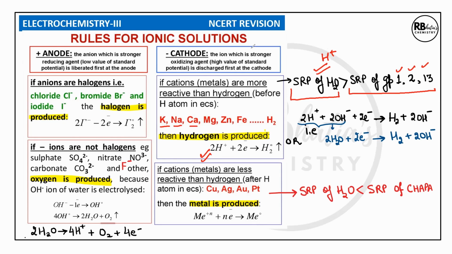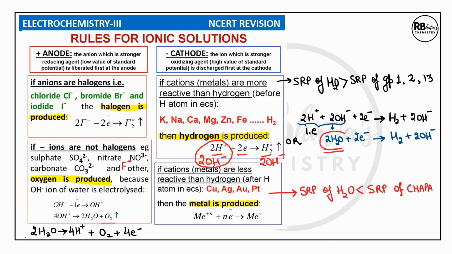How can we show the equation for reduction of H plus? Either you show it as 2H plus plus 2 electrons to give hydrogen gas, or if you want to show reduction of water, simply add 2 OH negative this side and 2 OH negative this side. So 2H plus 2 OH negative will make 2 water. These 2 electrons as such, and this side we have hydrogen gas plus 2 OH negative ion. So both these equations basically stand for the same. Either write it in this form or in this form.